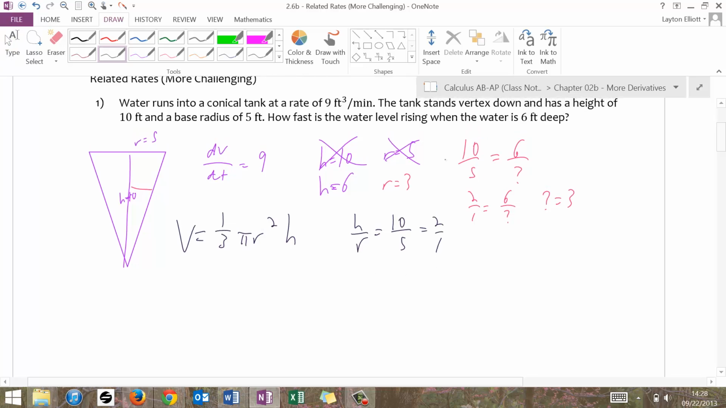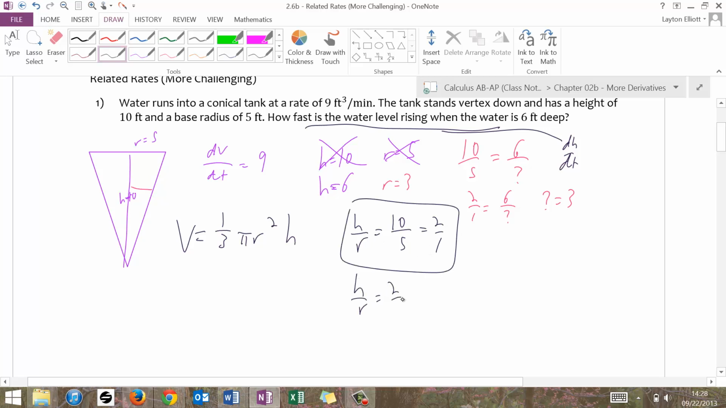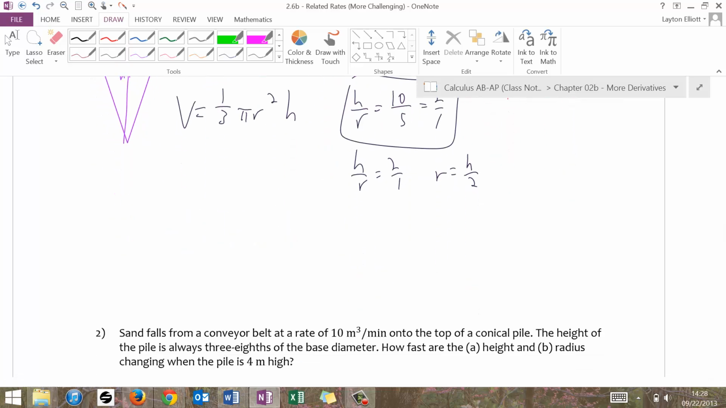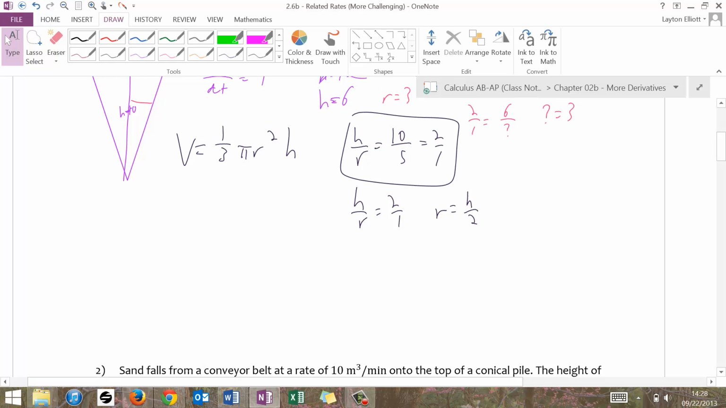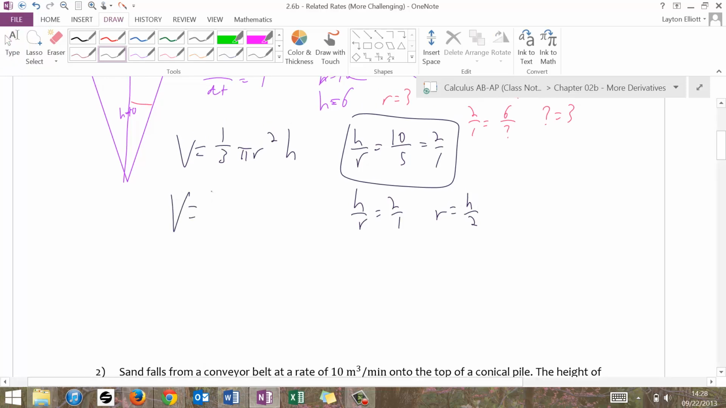And it wants to know how fast the water level is rising. That is dh/dt, which means I need to eliminate r. So if I take h over r is equal to 2 over 1 and solve that for r, I get r is equal to h over 2. And let's see if that's right. Yep, that's right. I'm going to substitute it in, so I get volume is equal to 1/3 pi (h over 2) squared times h.